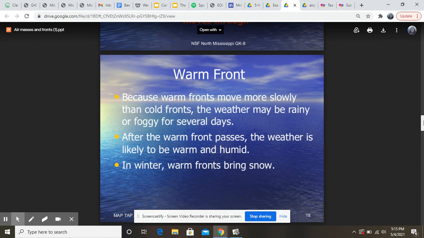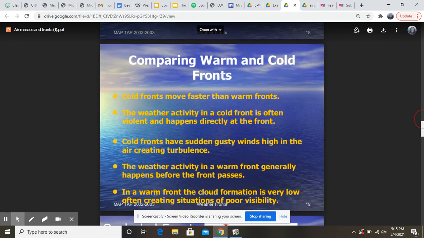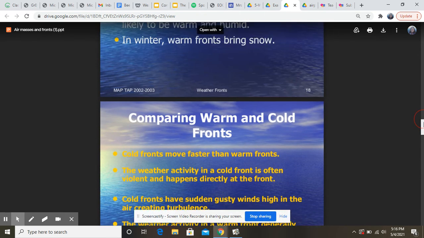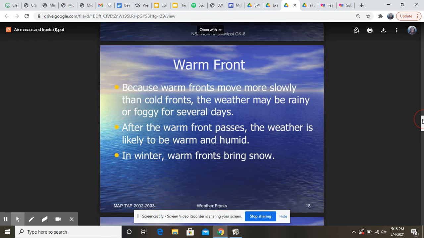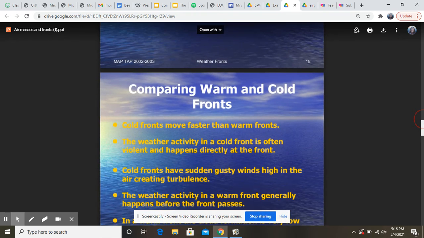So warm fronts move more slowly than cold fronts. So the weather may be rainy or foggy for several days. But after the warm front passes, the weather is likely to be warm and humid. So remember that after a cold front passes, it's going to be cold. After a warm front passes, it's going to be warm. But during the front, when they're hitting each other, there's usually storms for warm and cold.